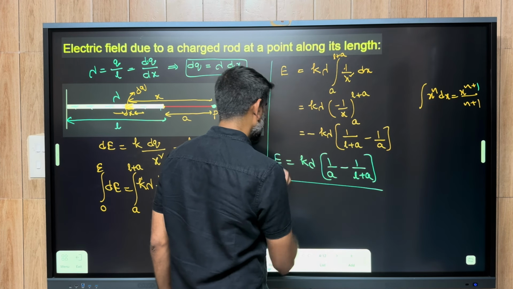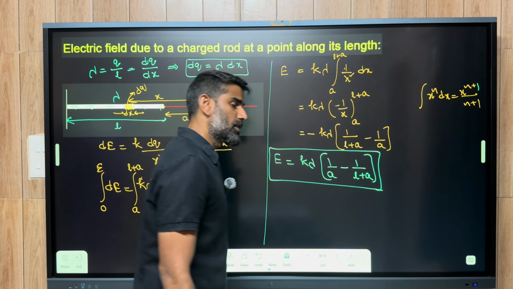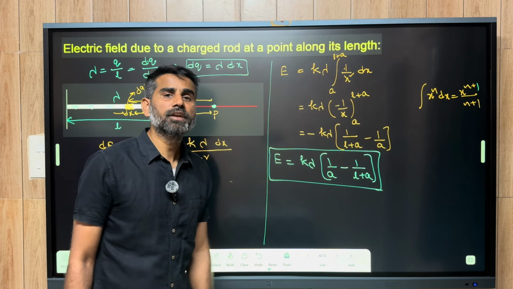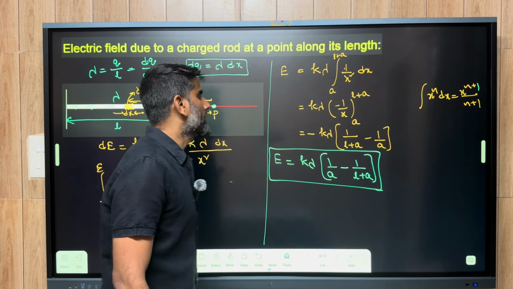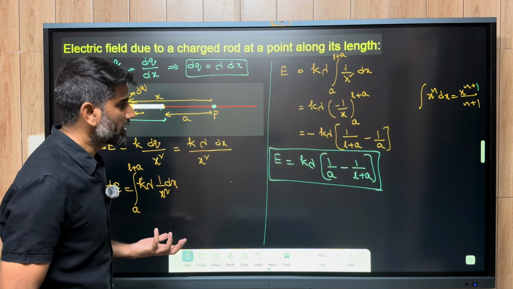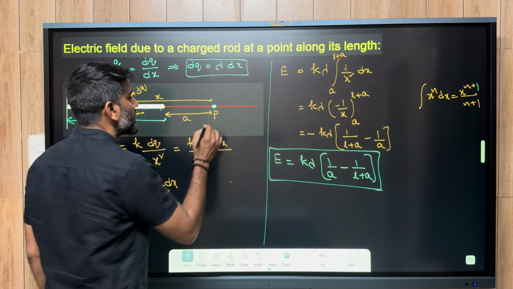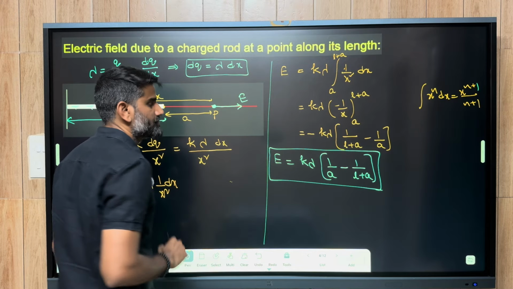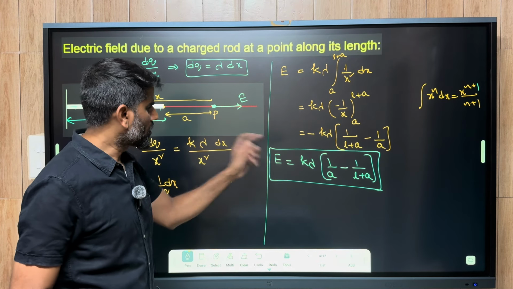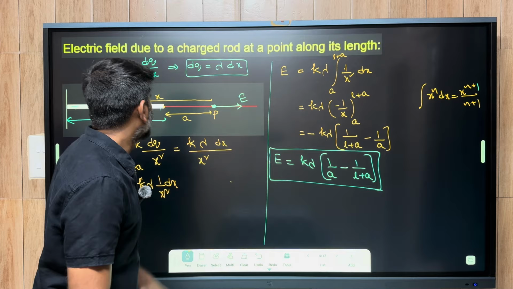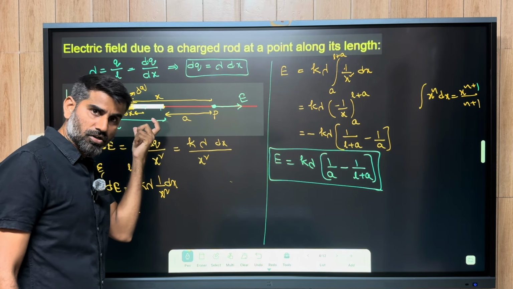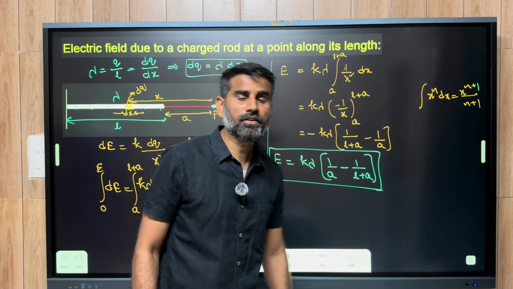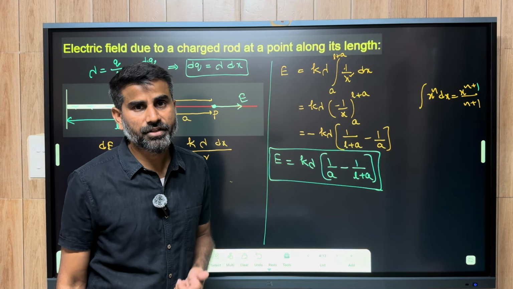This is the equation for the electric field due to the charged rod along its length, at a point along its length. Okay, right. So what is the direction of the electric field? As I've already mentioned, the direction is pointing away from the rod. The formula is the same for a negatively charged rod also, but the direction reverses: the electric field is towards the rod.